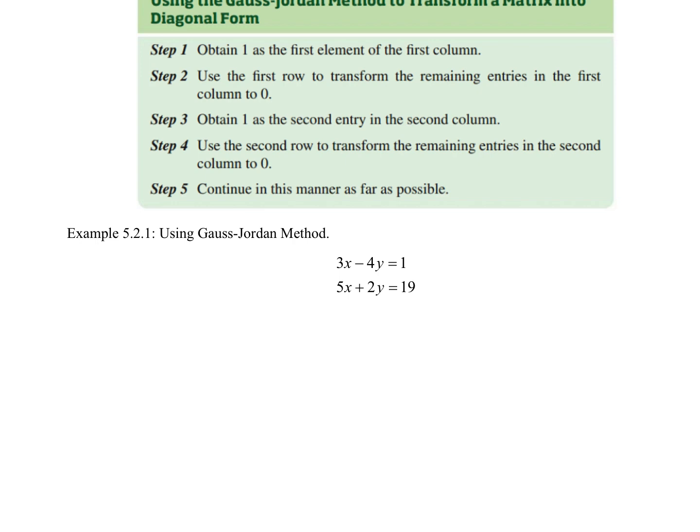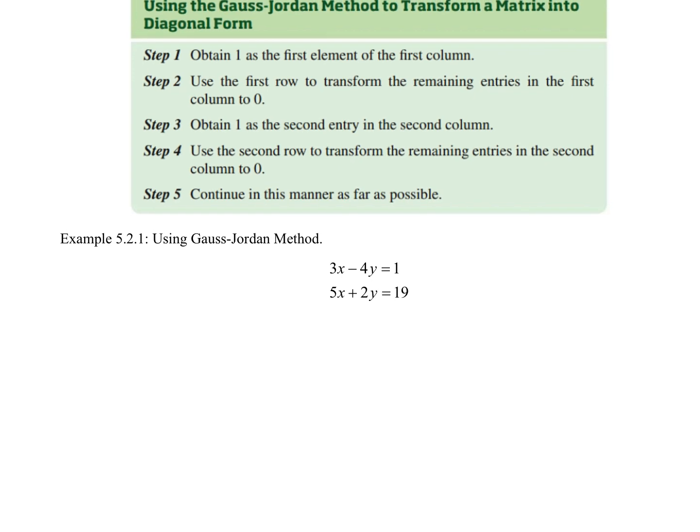First, let's take a look at our example and turn it into a matrix. In our matrix, we'd have an augmented matrix, and it would be 3, -4, 1, and 5, 2, 19. So this would be my matrix. From here, my first step should be to make the first element into a 1. So this 3, I need to turn it into a 1 somehow. The easiest bet is to divide that entire row by 3, or multiply it by 1/3 if you prefer.